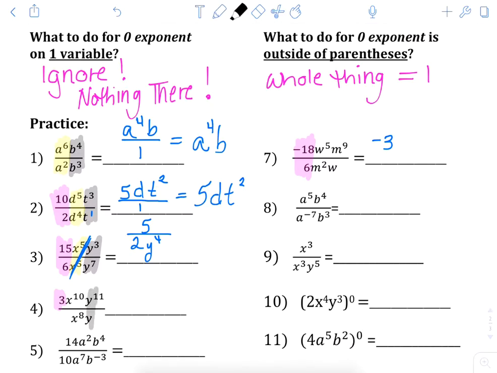Number 4, we have x's and y's again. So which has more x's, top or bottom? The top does. Remember that there's still a 3 on top. We didn't divide him. There's more x's on top. 10 minus 8 gives me 2 x's left over on top. Who has more y's? The top. 11 minus this 1 on bottom makes 10. There's nothing left on the bottom, which means we put a 1 for a placeholder, and then we simplify. 3x to the 2nd power, y to the 10th.